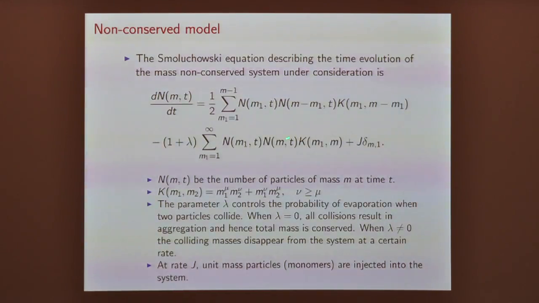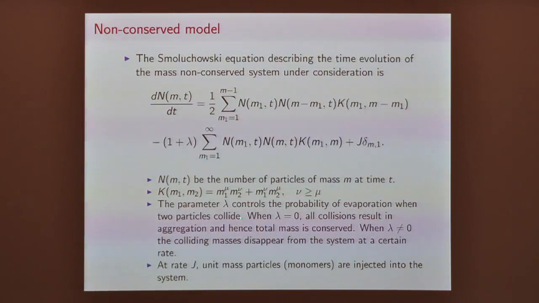So let me just tell you this is the Smoluchowski equation we are talking about. So n_m(t) is the number of particles of mass m at time t, and this is a balance equation or the master equation. So this depends on the coagulation. So this is the aggregation part of the rate equation. Particles are aggregating together, and with a small rate lambda, small compared to 1, the particles also can evaporate from the system. So this part corresponds to the evaporation, and there is a source of unit mass which we will call monomers. So this is the equation which we want to study.